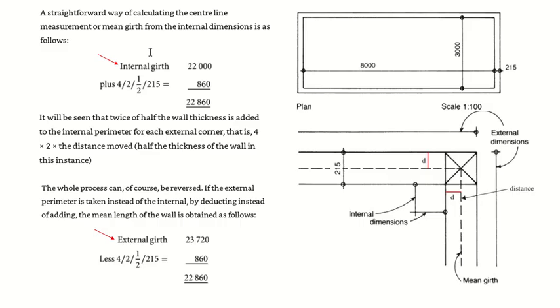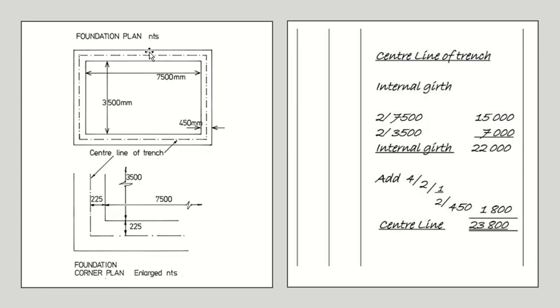If you have the external girth, you will do the reverse, right? This is what I was explaining here. If the external is already given, you will do less. Okay, this is how they do less. And you will get the same answer in both cases.